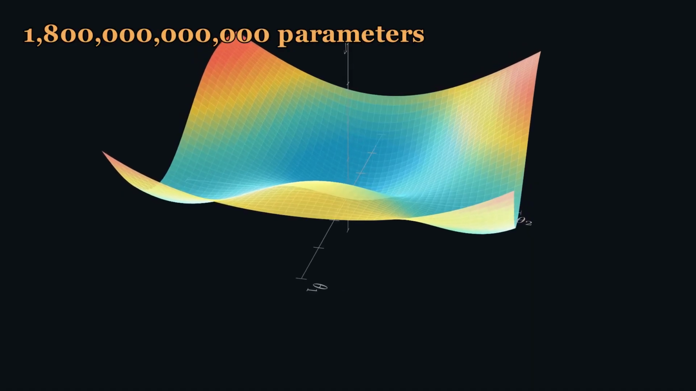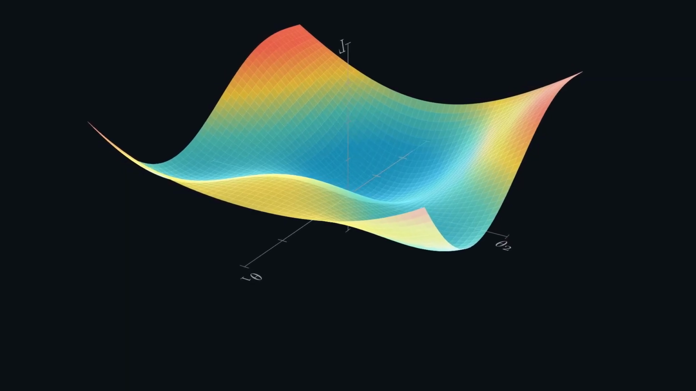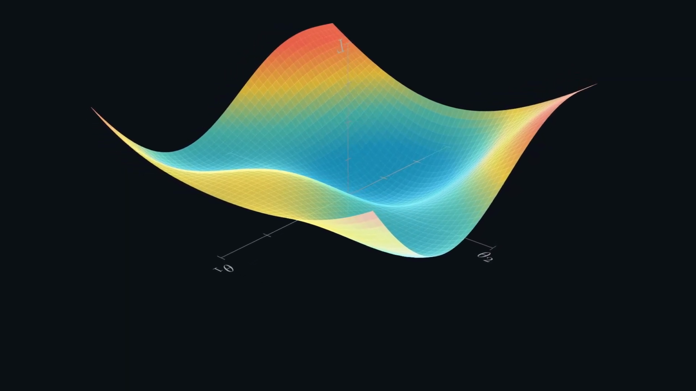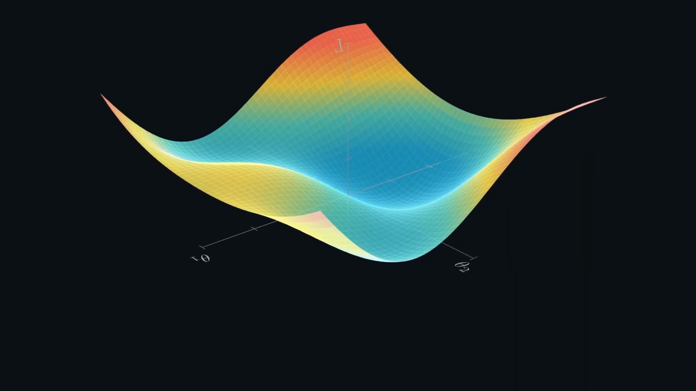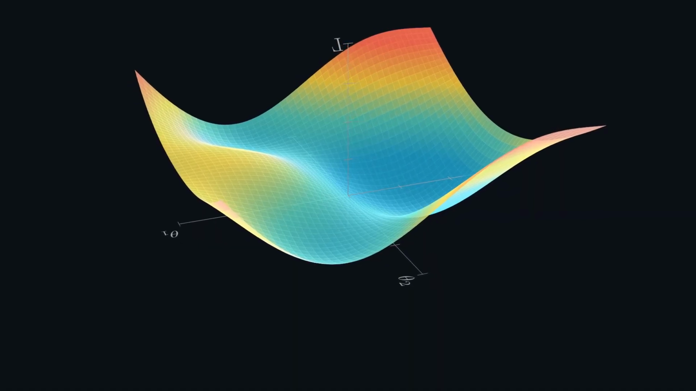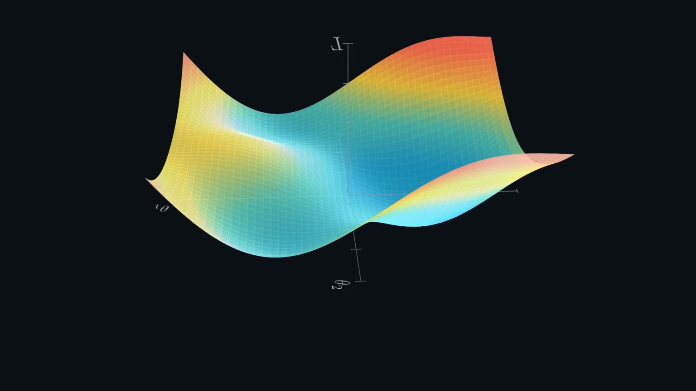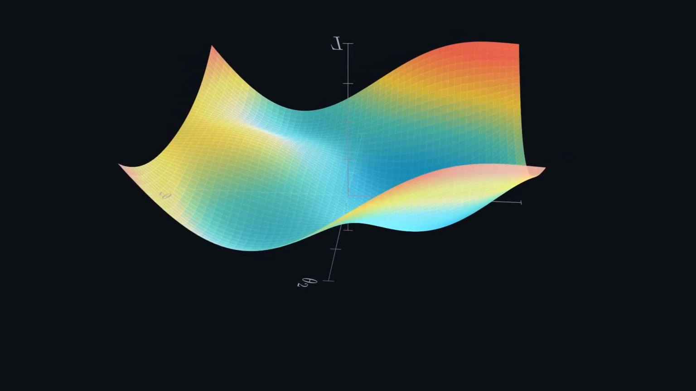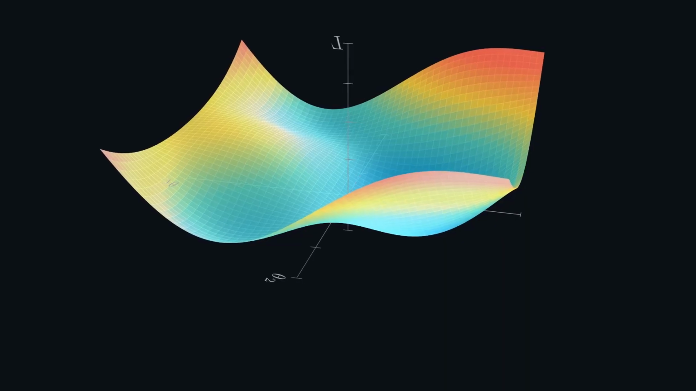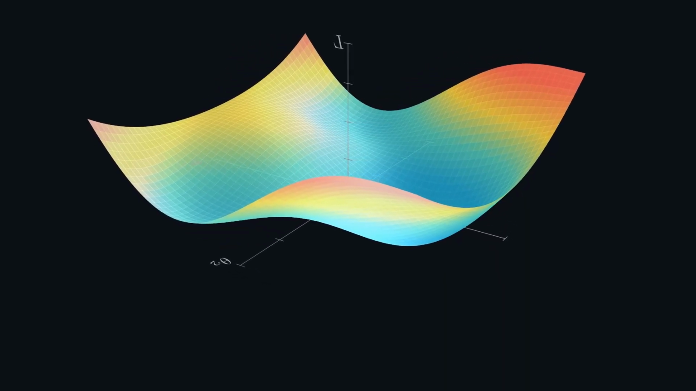GPT-4 has roughly 1.8 trillion parameters. Its loss landscape isn't a 3D surface. It's a landscape in a space with 1.8 trillion dimensions. We cannot visualize that directly, but the fundamental geometry is the same. Think of it this way. Even though you can't see a trillion-dimensional mountain range, you can still find the lowest valley if you always know which direction is downhill. And that's exactly what the gradient tells us.